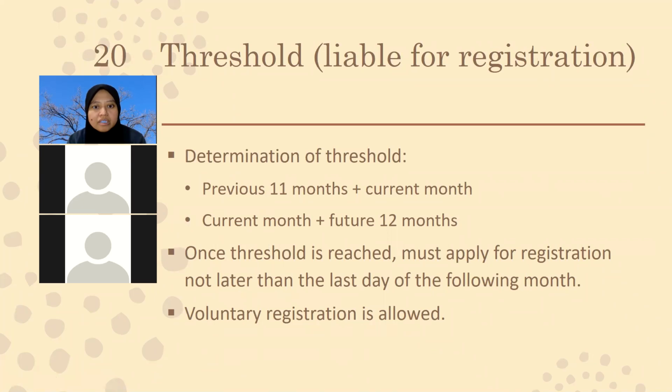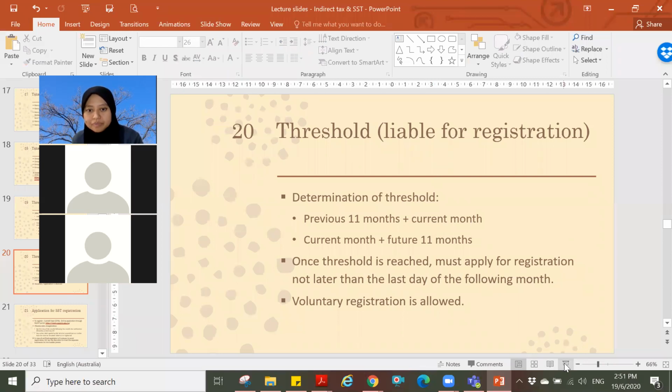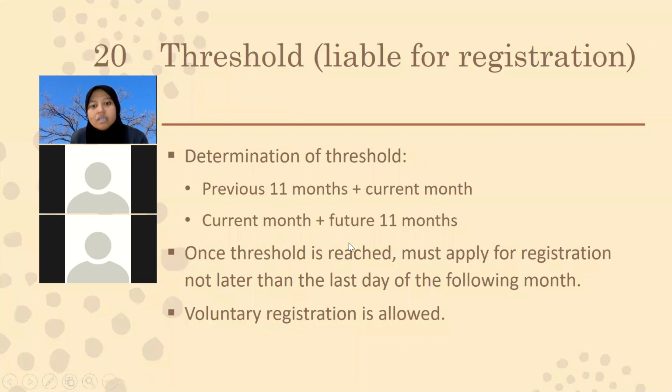So for determination of the threshold, there are two ways to determine that 500,000. Because it's 500,000 for a 12 months period, you take either the current month plus the previous 11 months, or the current month plus the future 11 months. So 12 months in total.